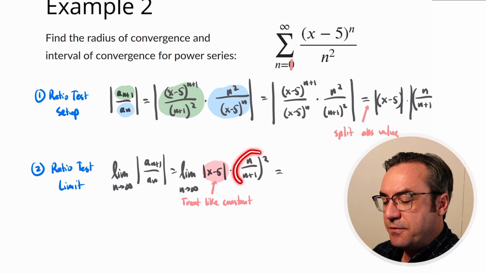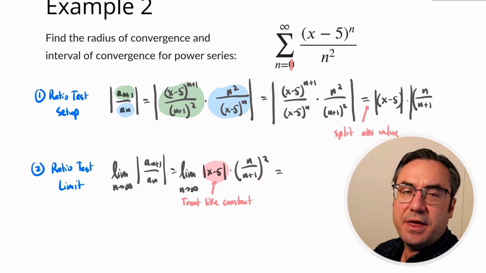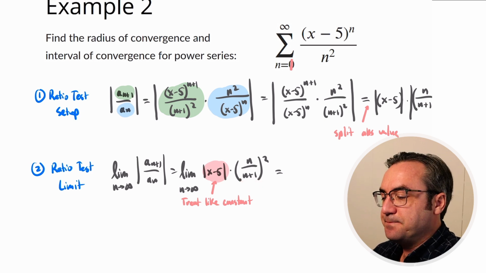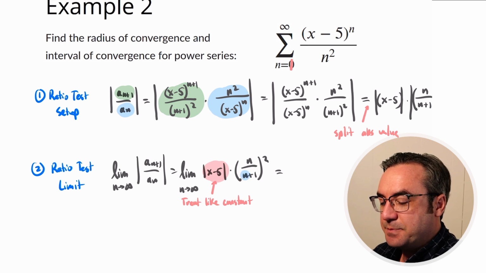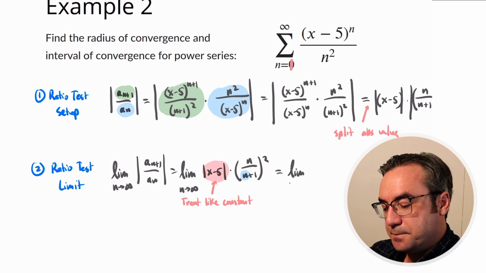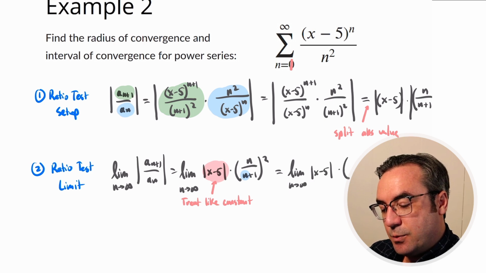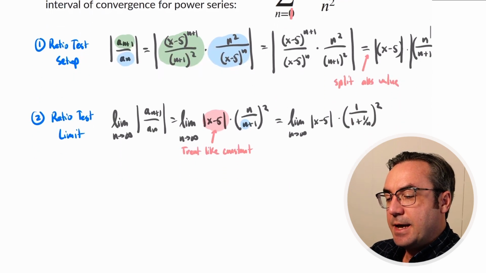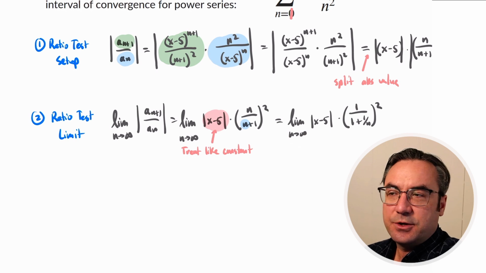Really then our focus is going to be on this fraction with n over n plus 1 squared. And we're just going to do our usual trick for this one: pick out the largest power of n in the denominator, and then divide every single term by it. So we end up with 1 over 1 plus 1 over n squared. And then we watch what happens as n goes to infinity.